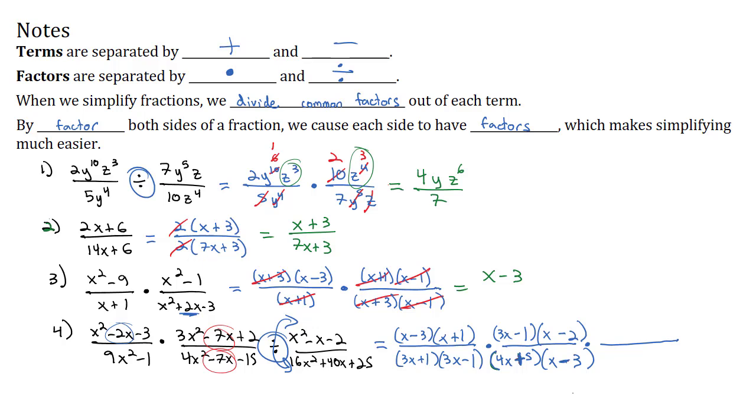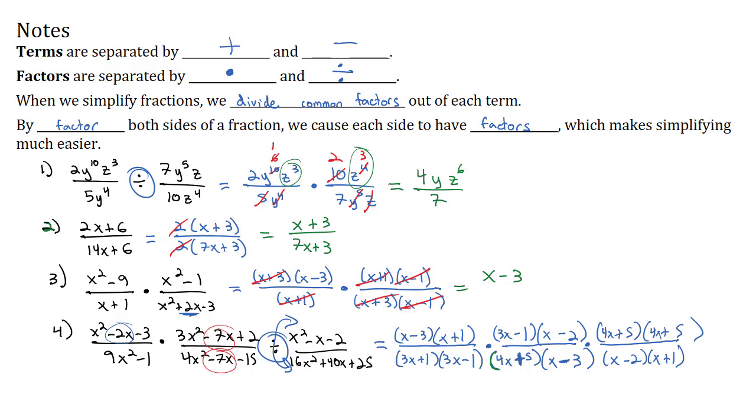Remember on the last fraction, because it was division, we're going to multiply by the reciprocal. And so the 16x squared is going to be 4x times 4x, and the 25 is 5 times 5 with a plus and a plus. In the denominator, what was in the numerator, we're going to do x minus 2 times x plus 1. That's how that one's going to factor.